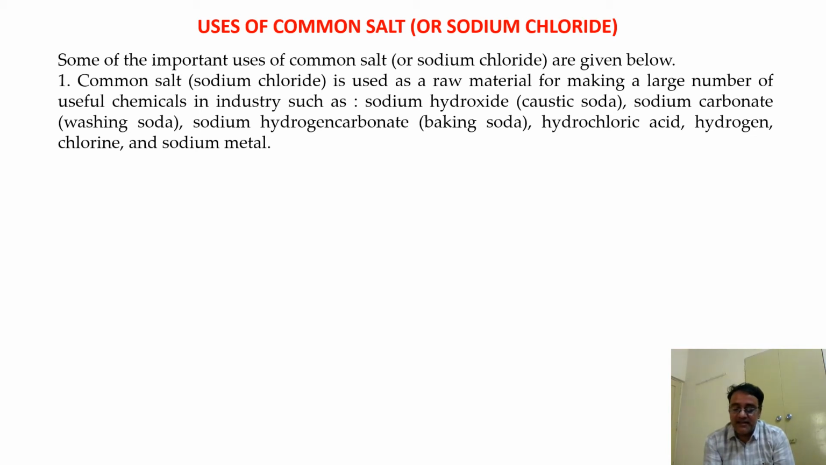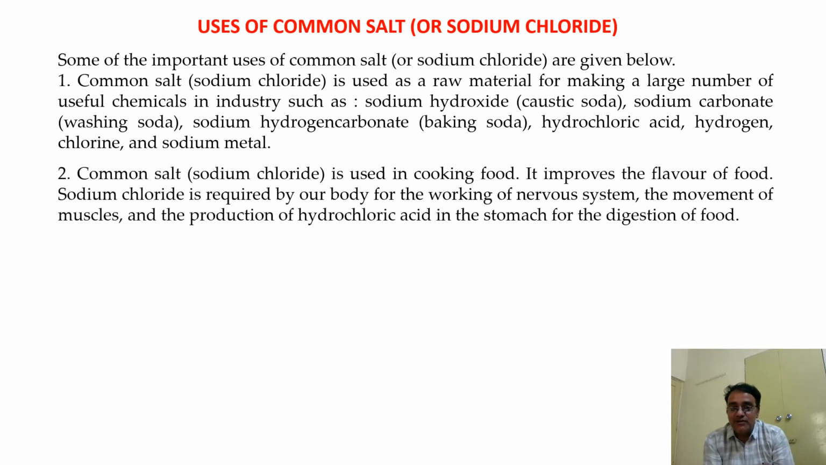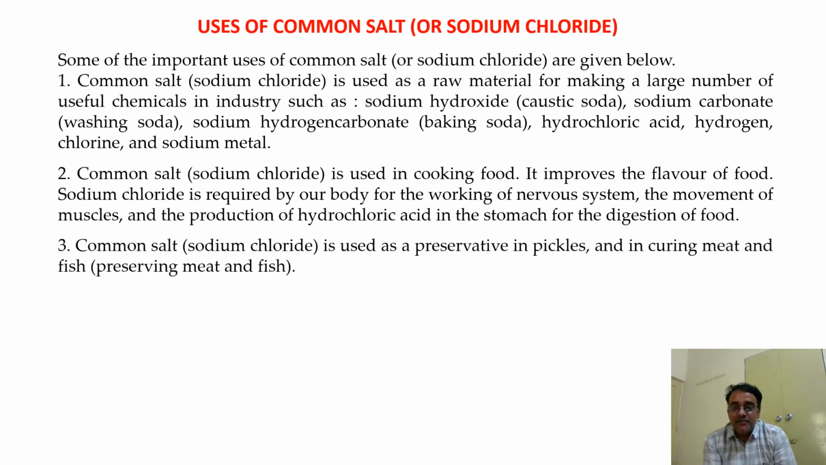The second is it is used in cooking food also. It improves the flavor of the food. Sodium chloride is required by our body for the working of the nervous system, the movement of muscles, and the production of hydrochloric acid in the stomach for the digestion of food. It is also used as a preservative in pickles, and in curing meat and fish, that is preserving meat and fish.